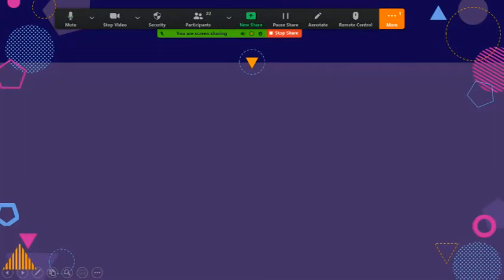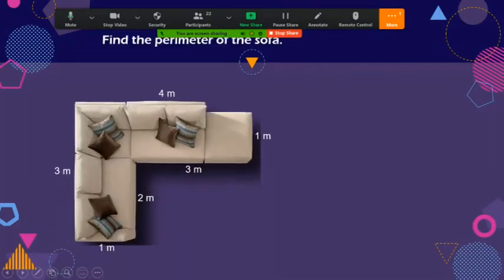Let's have an example. Imagine this sofa. I have here an L-shaped sofa or couch. These are the measurements of the sides. Again, it's the same as finding the perimeter of a rectangle or regular polygon. We just need to add all the sides. Before that, you have to label all the sides first. So this is side A. I'm going to use letters to label the sides. Side B, side C, side D, side E, and side F.